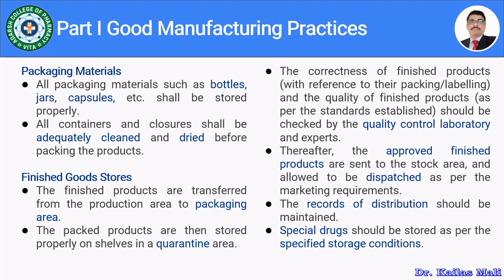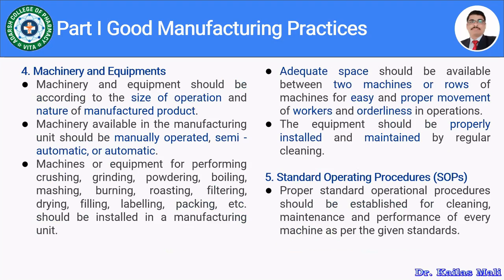So this is about the finished good stores. Let's move towards the fourth major point, that is the machinery and equipment. There are certain criteria and specifications given according to Part 1, Good Manufacturing Practices, Schedule T. The machineries and equipment should be according to the size of operation and nature of manufactured product.